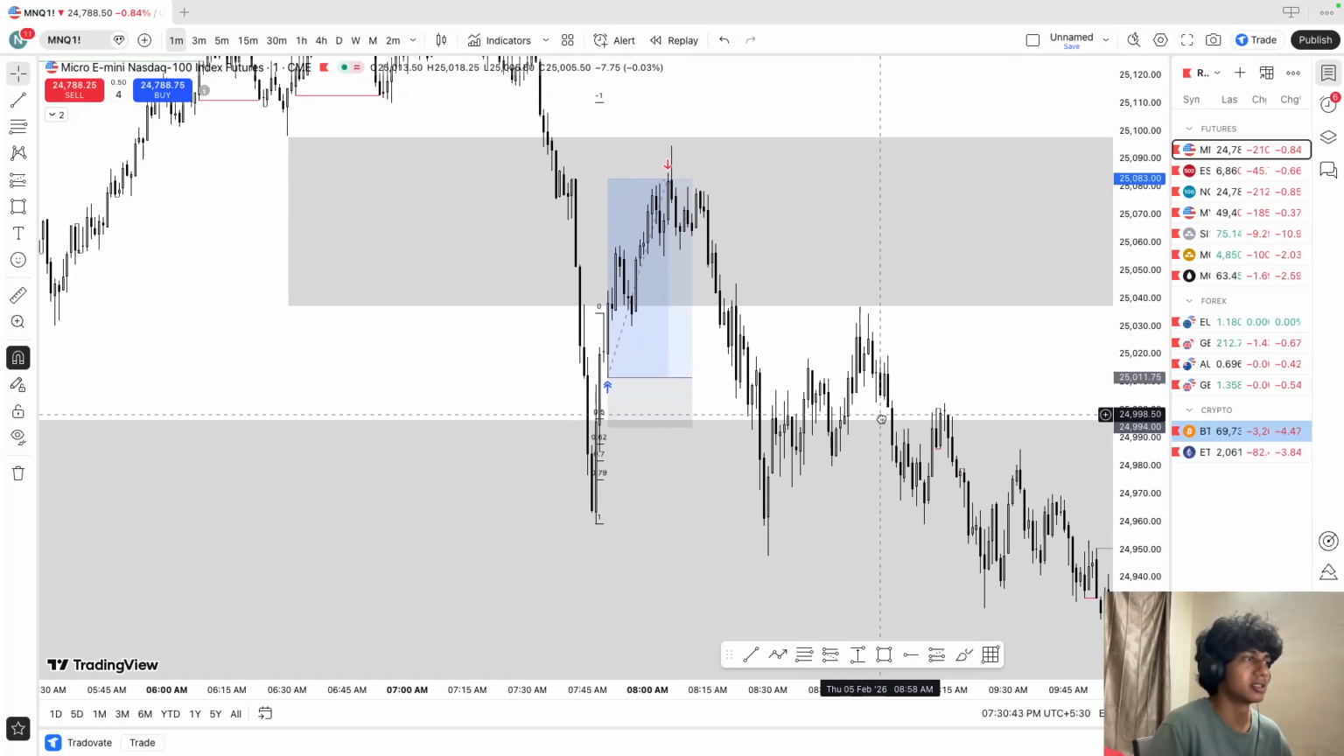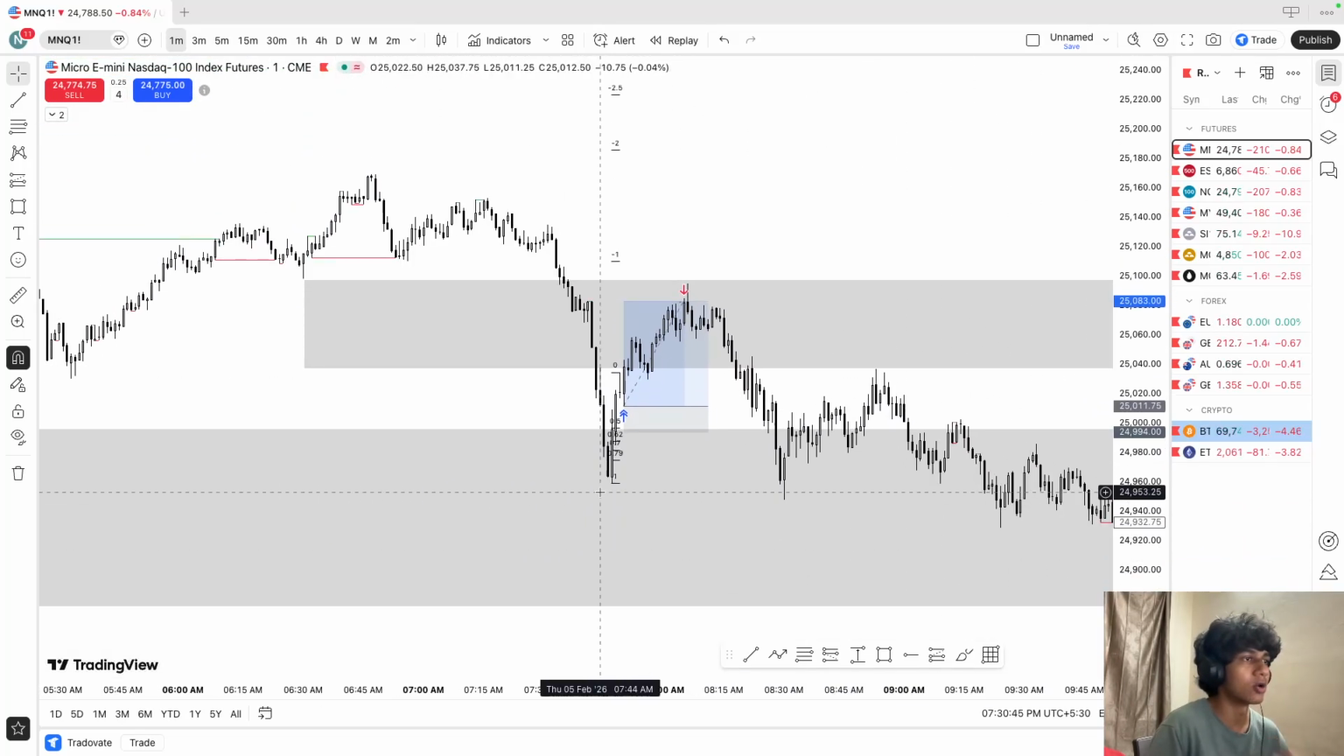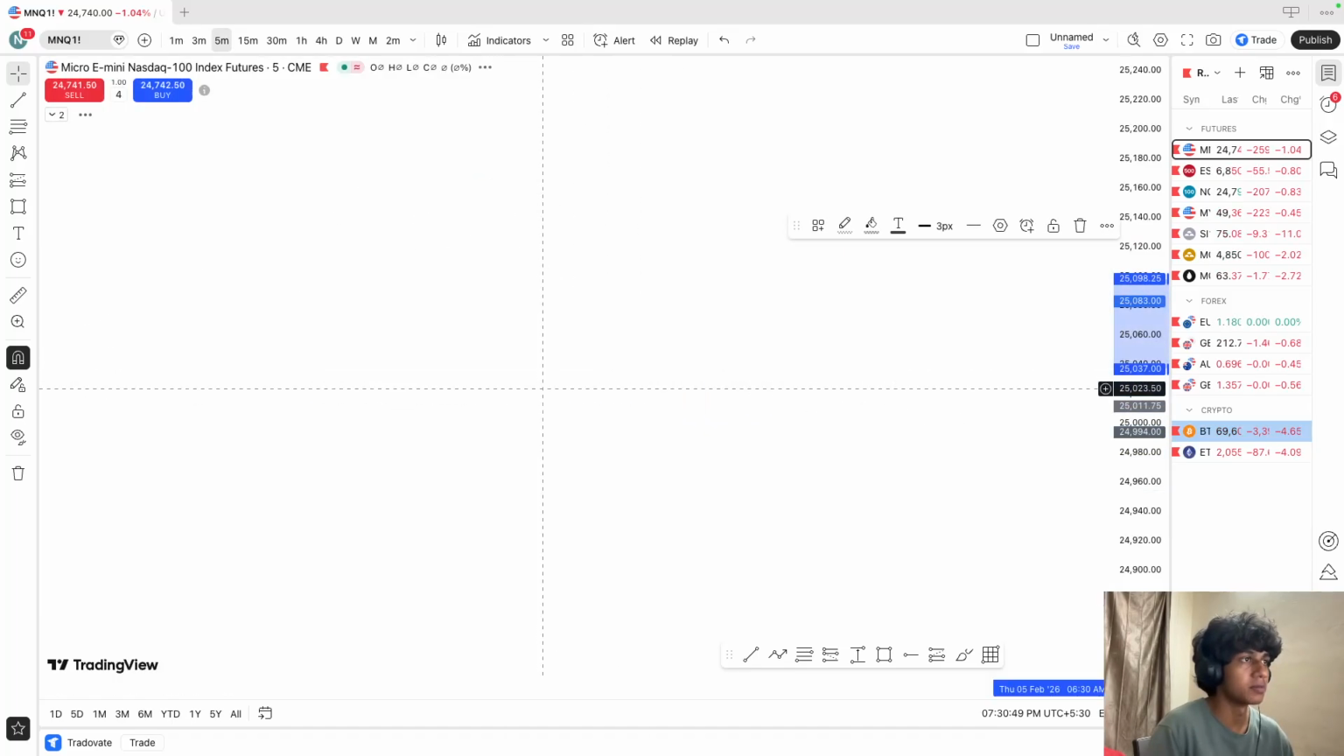This is something that you have to note, how wicks actually react, because I can show you multiple examples of how it reacts.